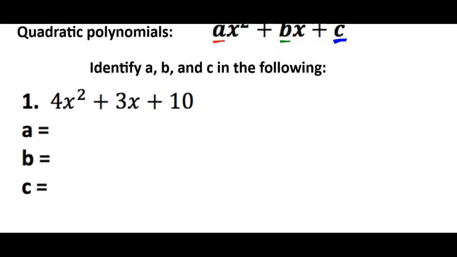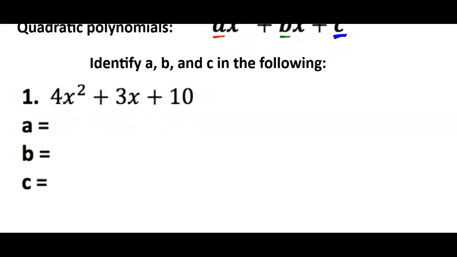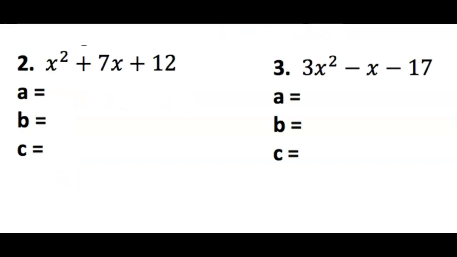So, in this case, let's identify our A, B, and C. So, our A is 4 because that's attached to the x squared. Our B is positive 3 because that's what's attached to the x. And my 10 is my constant. And we go on like that for each problem where we have to identify A, B, and C. And signs matter. We'll do number 2 in class.